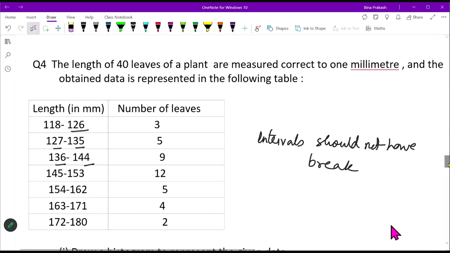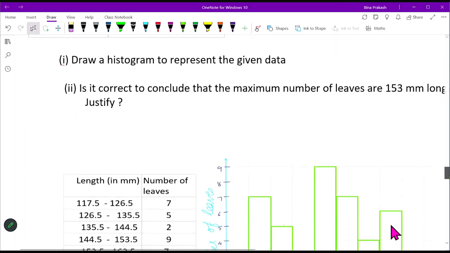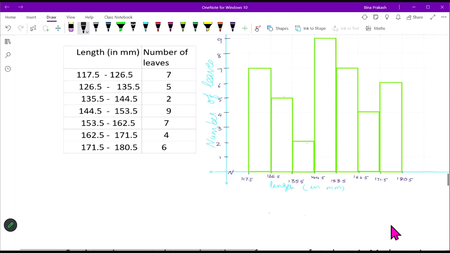What we do is we extend both the ends. This is how we extend. Just see this data. We had it as 118 to 126. This was 127 to 135. What we did, we extended this interval by 0.5, and this we reduced by 0.5. That gave us 117.5. So the next interval that starts from 127, in fact, starts from 126.5. And this way, what have we made? We have made a continuous interval. So now you have everything from 117.5 to 126.5. Isn't it continuous? So that condition which we had, which is a must for making a histogram, we got it.